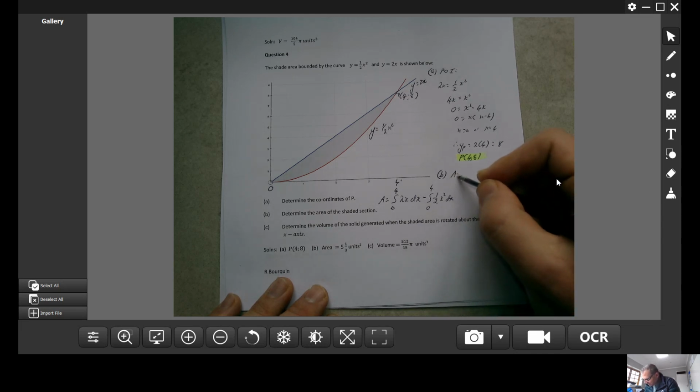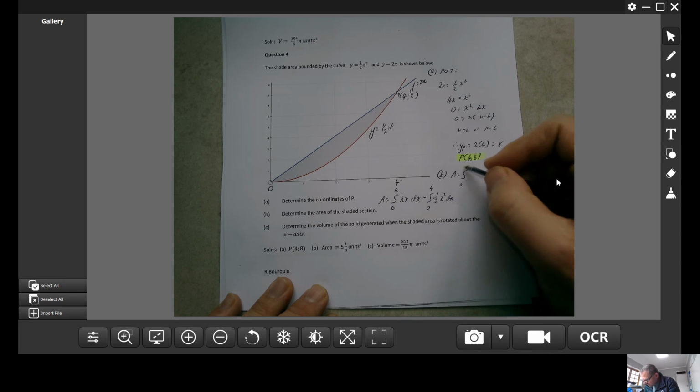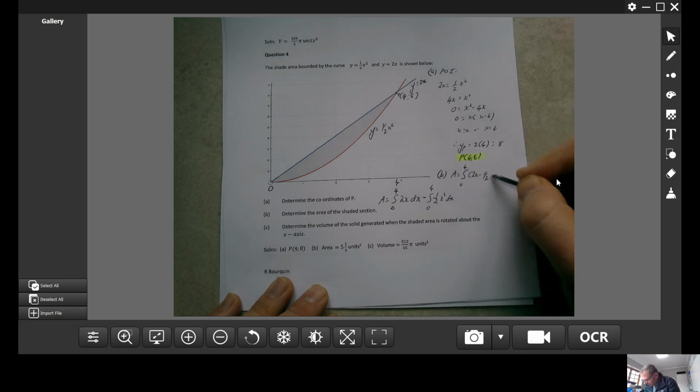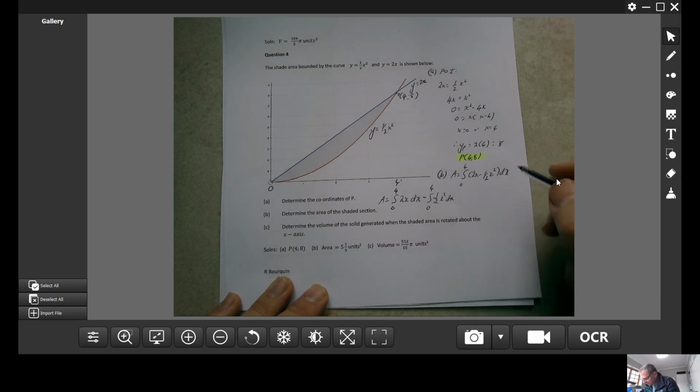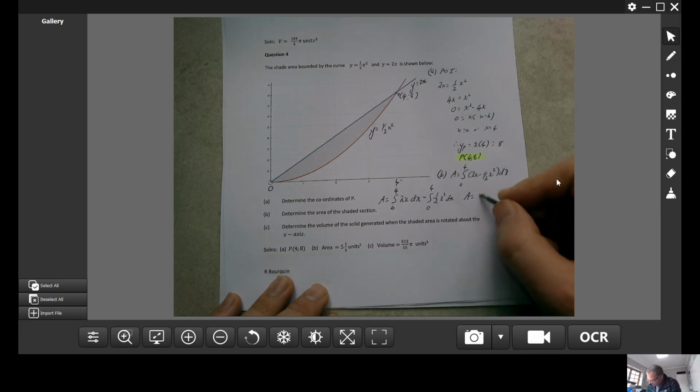So the area is going to be the integral between 0 and 4 of 2x minus a half x squared. Don't square it, it's just area. Volume, you do that squaring and times it by pi. Okay, and if you work out the integral between 0 and 4 of 2x minus a half x squared with respect to x, go check on your calculator. You're going to get 16 over 3.